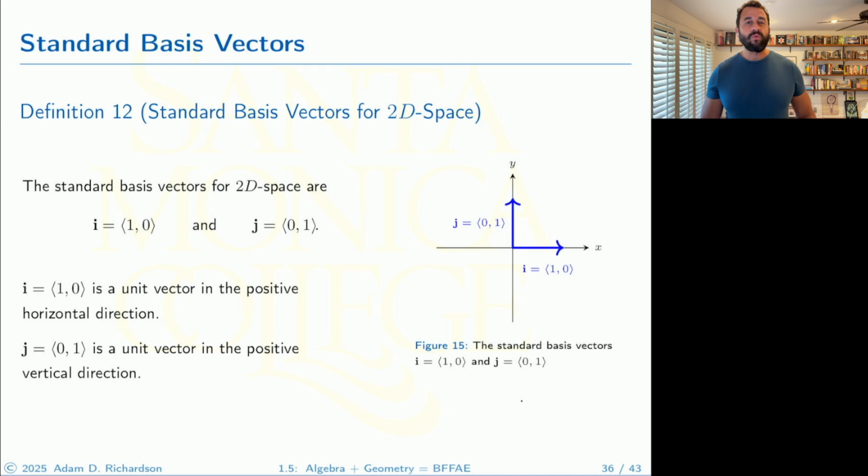Really, what these vectors are is just unit vectors in the positive x direction and the positive y direction. That's all it is. So i is a unit vector in the positive horizontal direction. j is a unit vector in the positive vertical direction. That's really what we want: unit vectors in those perpendicular directions.